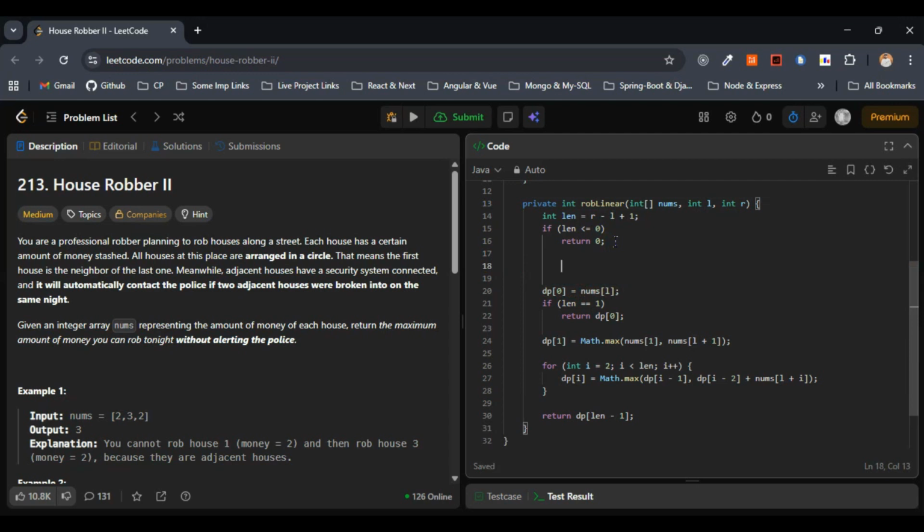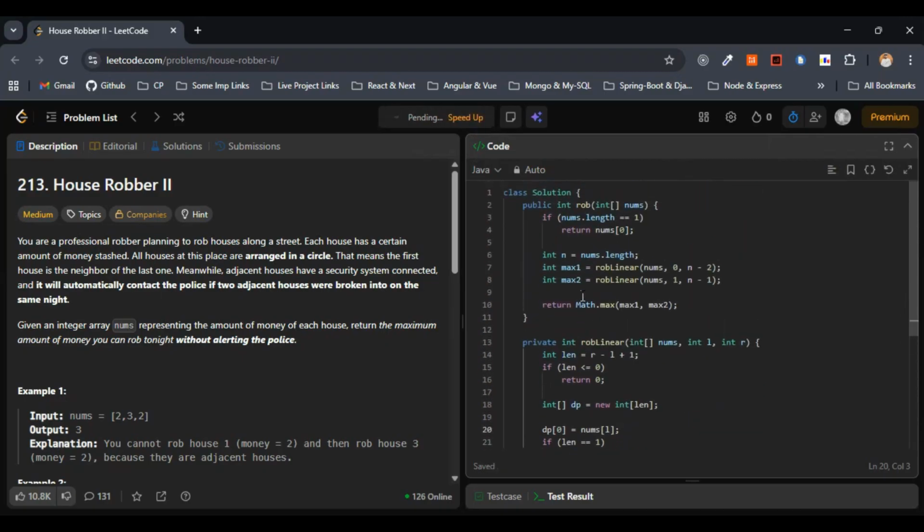Basically dp of i will represent the max money for the segment up to house index i, that's relative. So I can just initialize dp to new int of size length here. Let me format the code and hit the submit button directly this time. I hope this works for all the test cases.